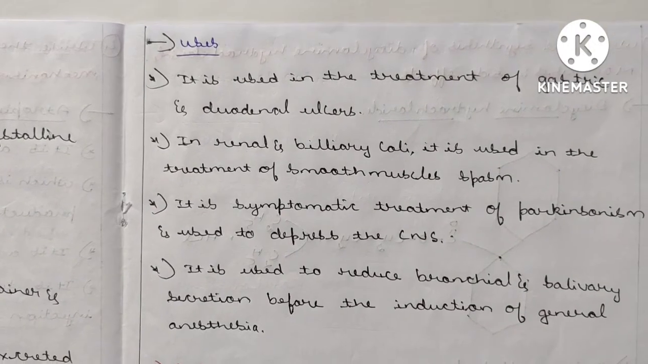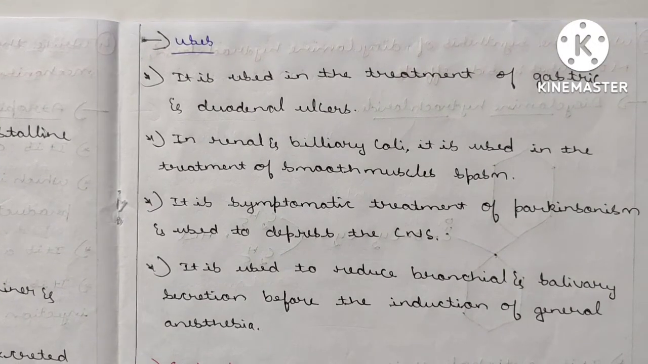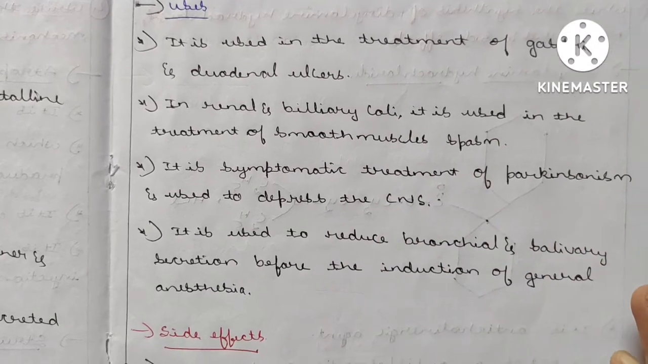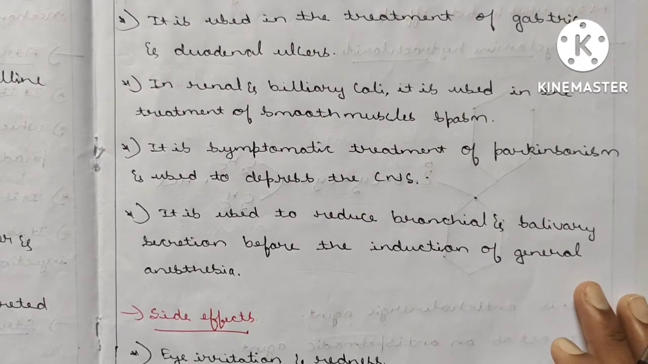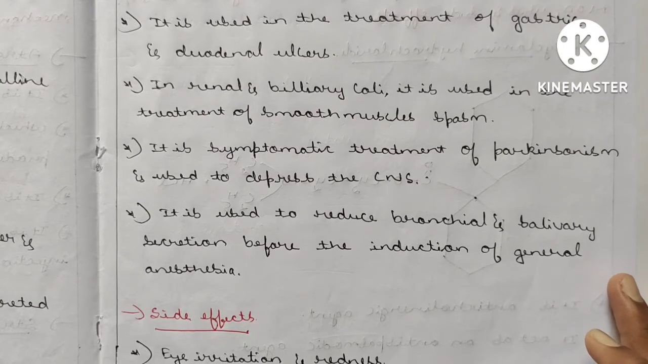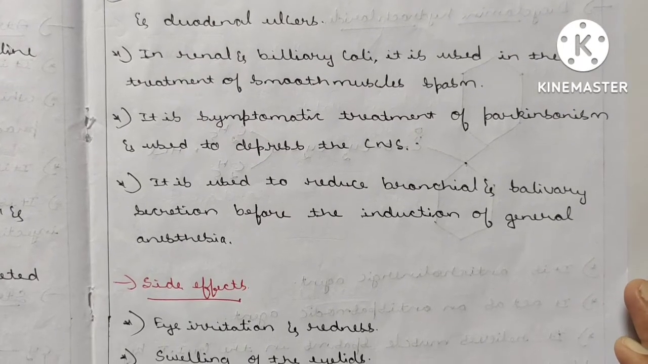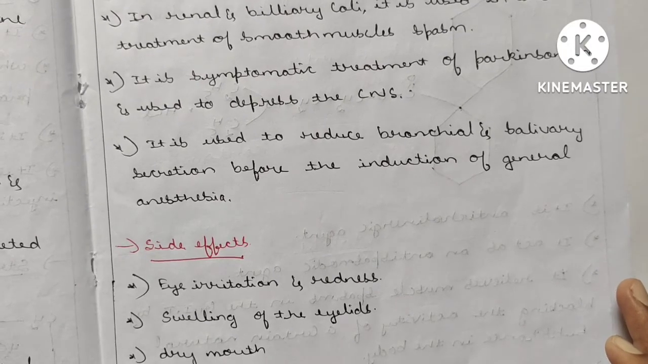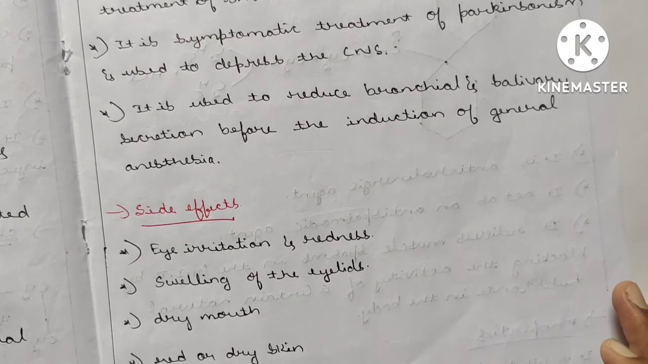Then it is used in the treatment of gastric and duodenal ulcers. For treatment of the ulcers we are giving this. Then smooth muscle spasm, because it acts as an antispasmodic. Then it is a symptomatic treatment of Parkinson's and used to depress the CNS. Yes, it is used to reduce the bronchial and salivary secretion before the induction of general anesthesia.